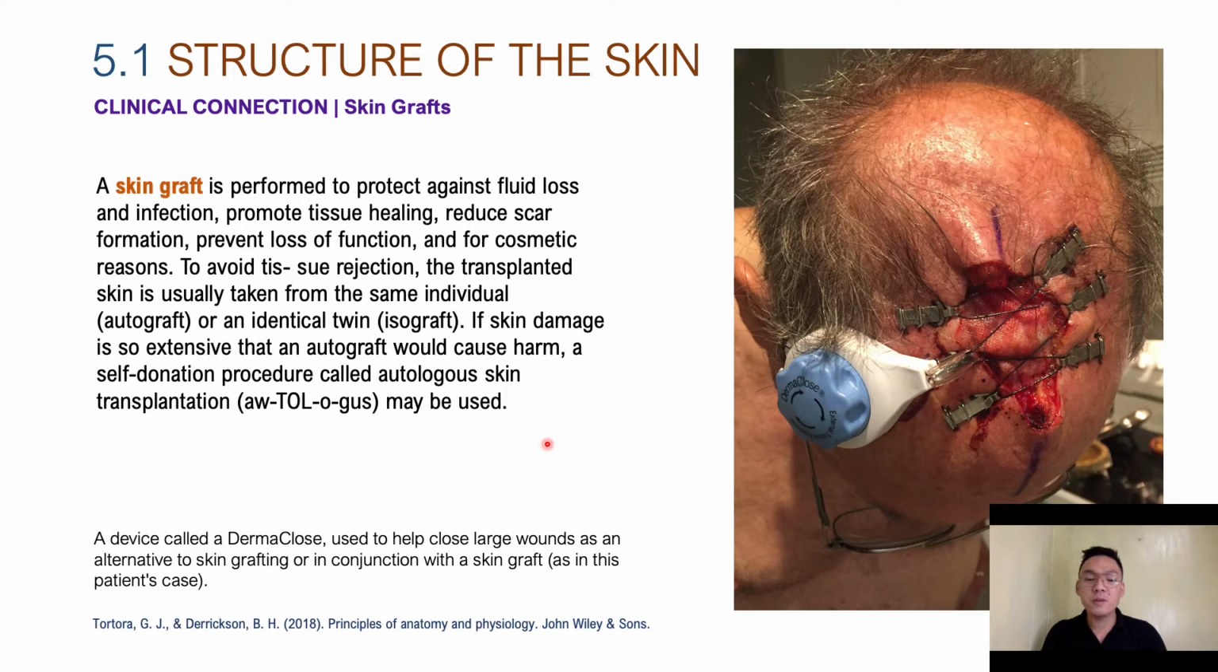To avoid tissue rejection, the transplanted skin is usually taken from the same individual, autograft, or an identical twin, the isograft. If the skin damage is so extensive that an autograft would cause harm, a self-donation procedure called autologous skin transplantation may be used. And this is a device, we call it the Dermaclose, which is used to help close large wounds as an alternative to skin grafting or in conjunction with a skin graft, as in this patient's case.